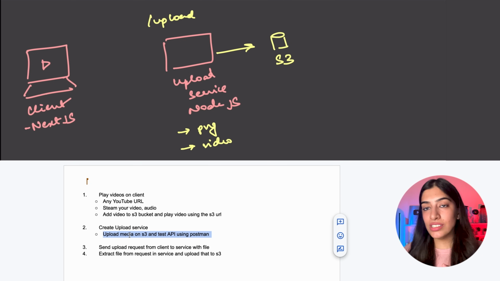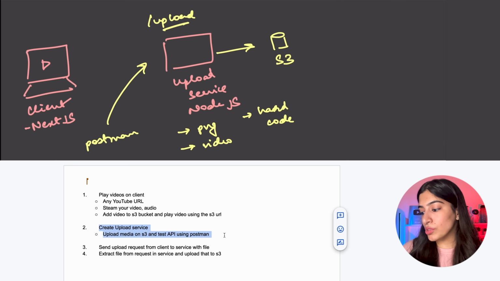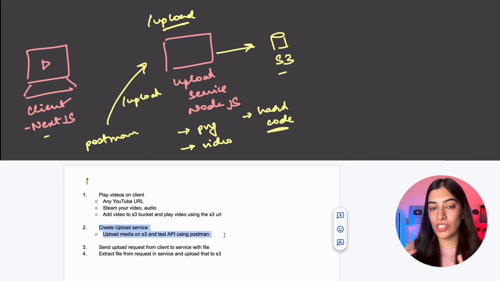And both this PNG or video, what you can do is you can hard code for now. Just add some file in your backend and try uploading that right now. So this is the first step, right? Create upload service, upload media on S3, and you can test this upload API using Postman. So initially we tested using Postman. So Postman is going to do /upload, and it is going to call this API, and whatever hard-coded file you have, it should be able to upload on S3, and from here you will get a URL that you can play on your client also, and you can save.